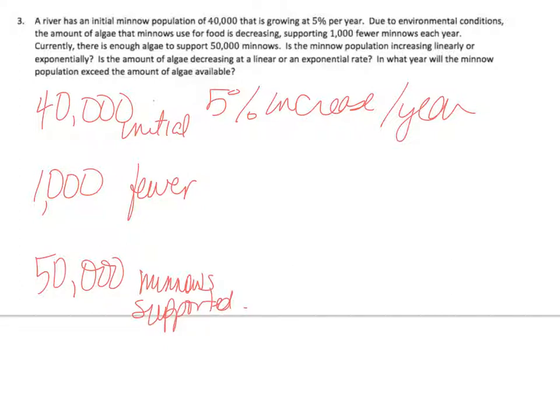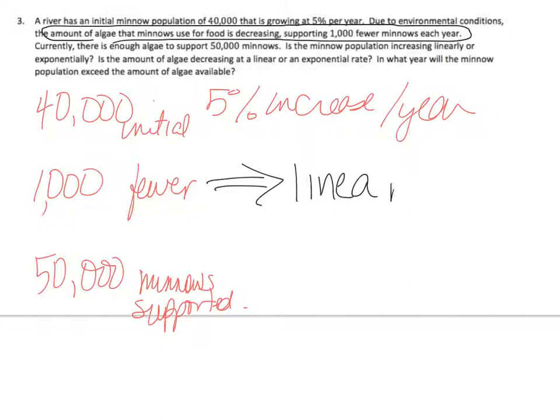Is the minnow population increasing linearly or exponentially? Is the amount of algae decreasing at a linear or an exponential rate? In what year will the minnow population exceed the amount of algae available? Okay, so looking at the amount of algae that minnows use for food, it is decreasing 1,000 fewer minnows each year. So that one is linear, because each year it's the same amount decreasing.